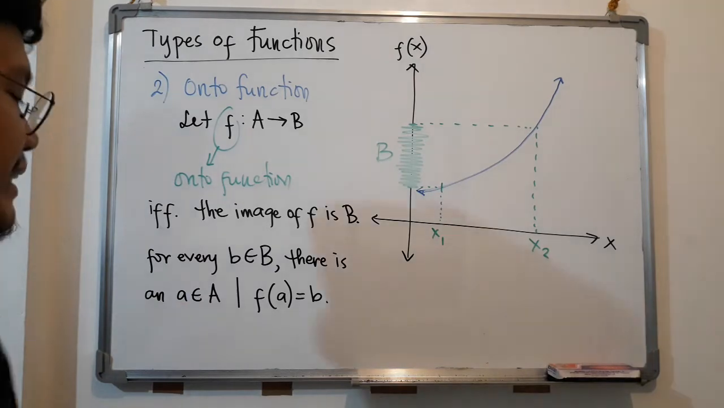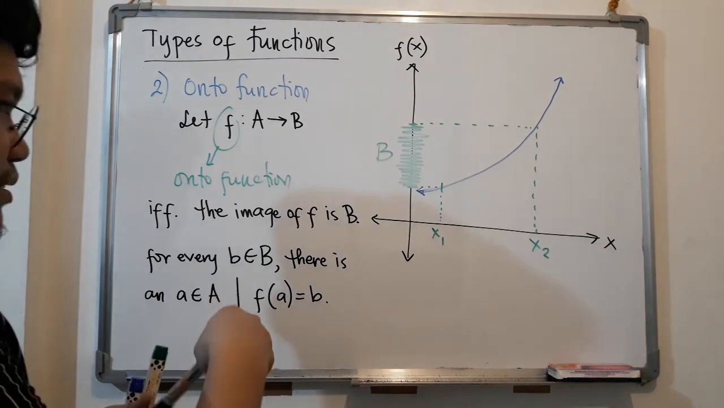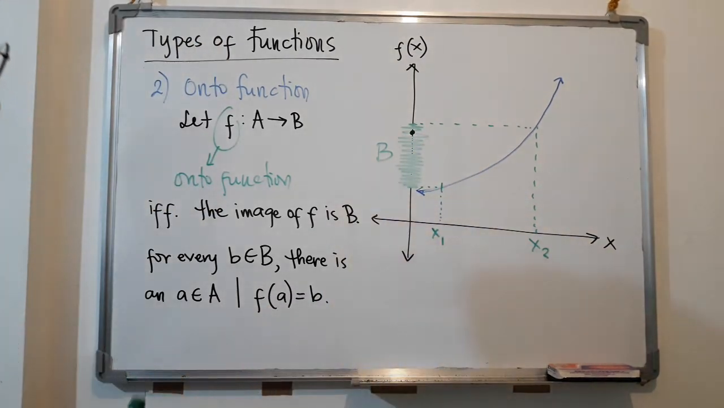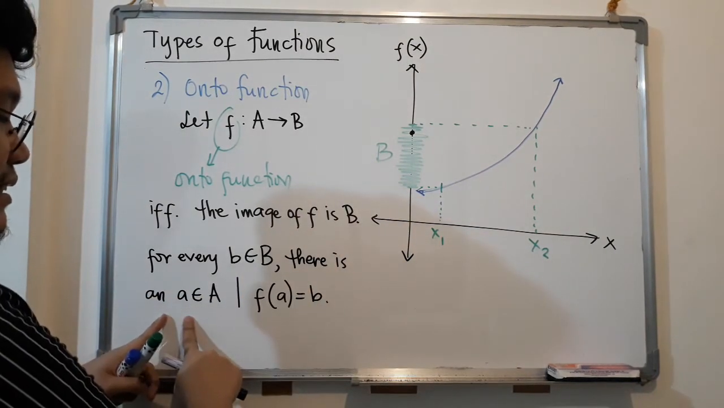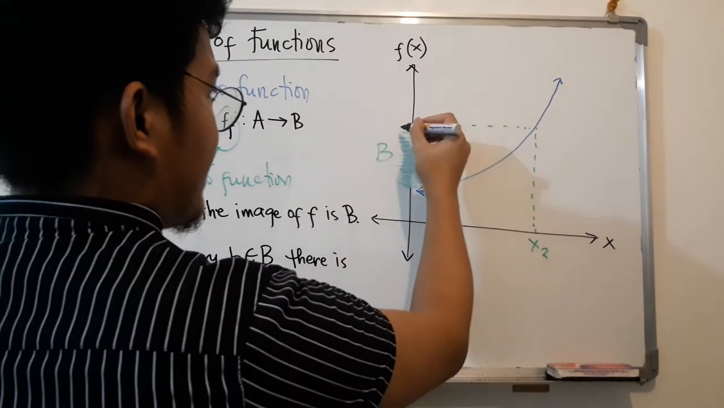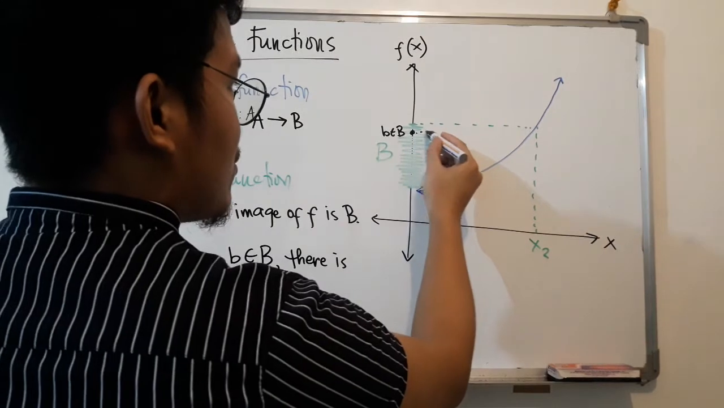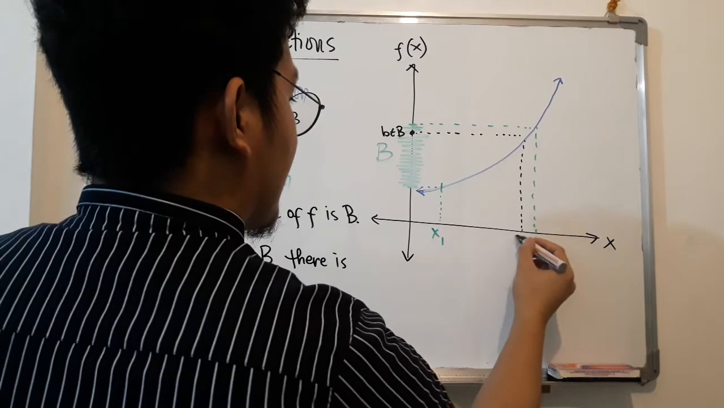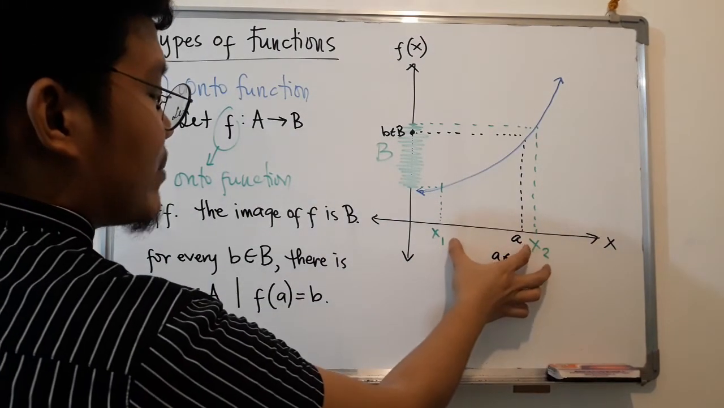Okay? So the image of this function defined in this interval is this set B. Now, for every small b in the image B, meaning if we take one element in the image B, there is a corresponding small a in the domain A. Meaning, if you take this b, which is an element of this image B, it has a corresponding a in the set A. So this is a, which is an element of the set A. This is the image, this is the domain, right?